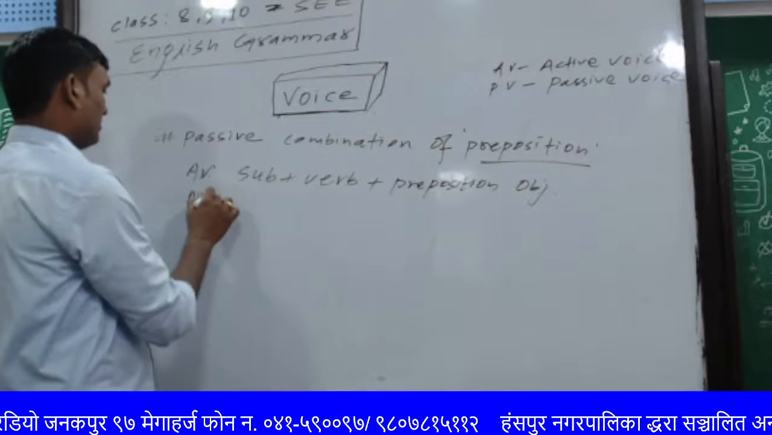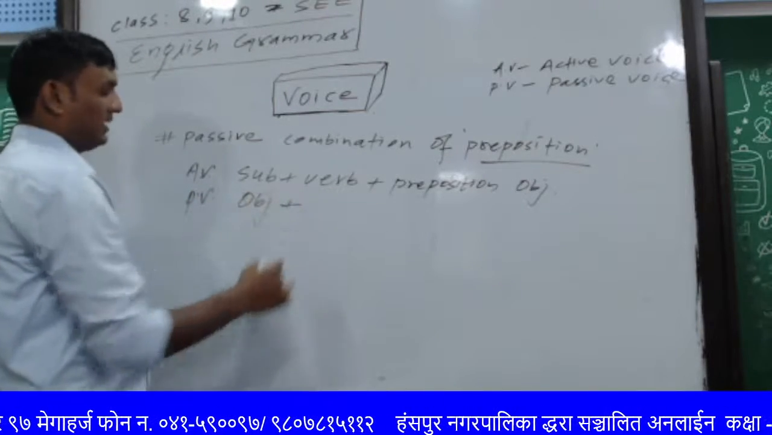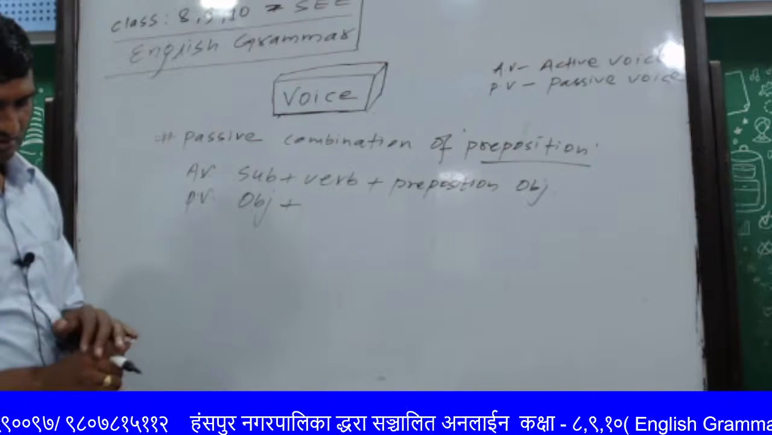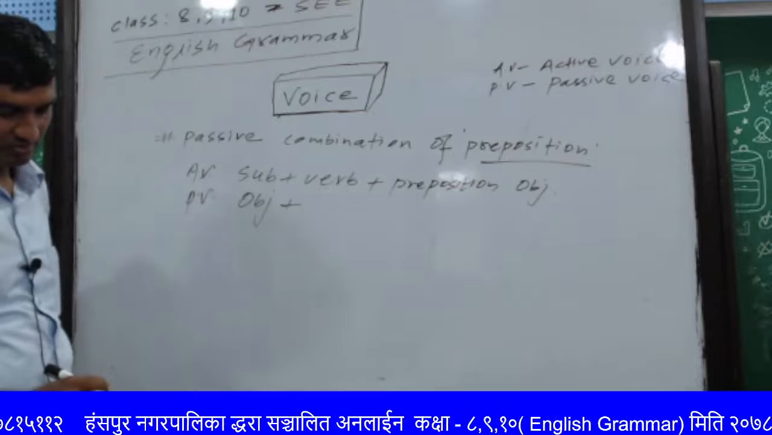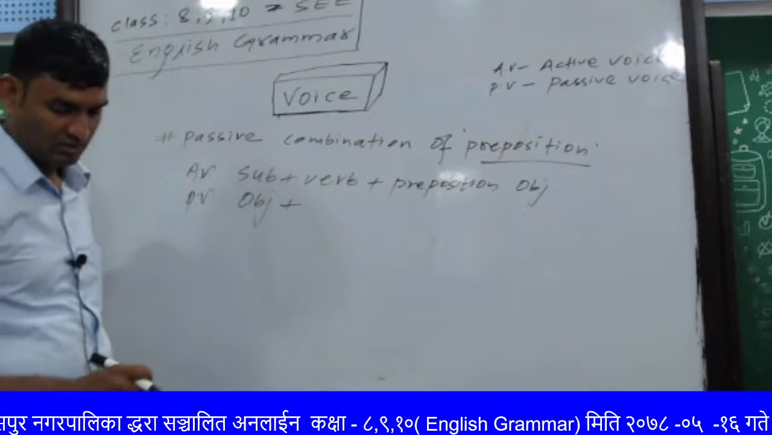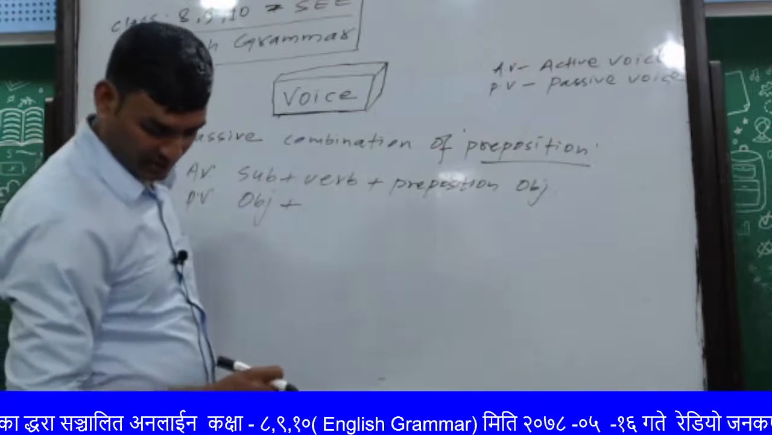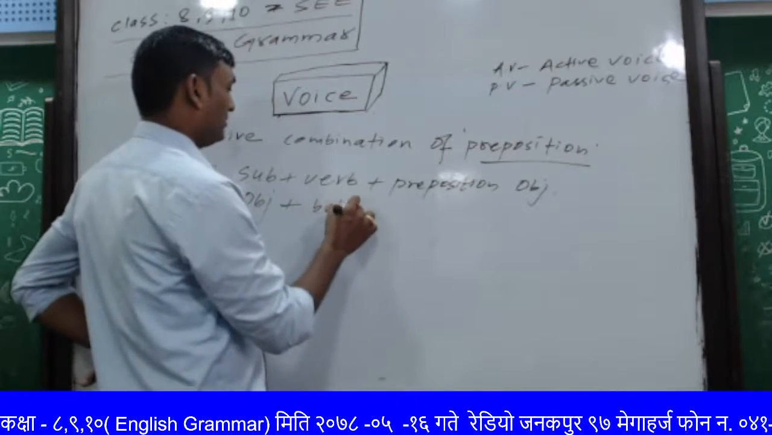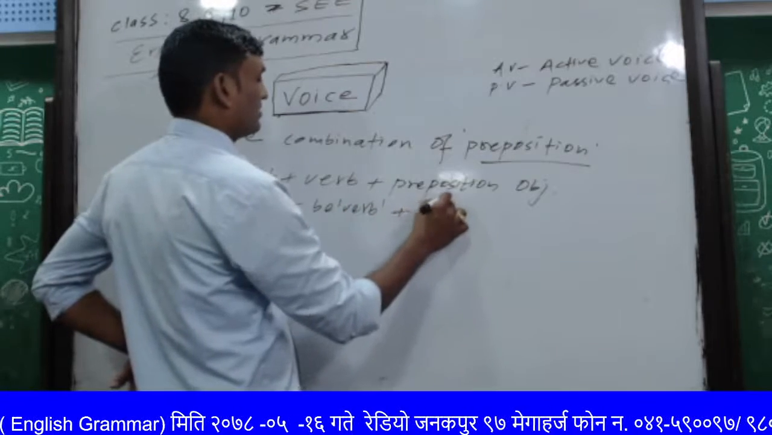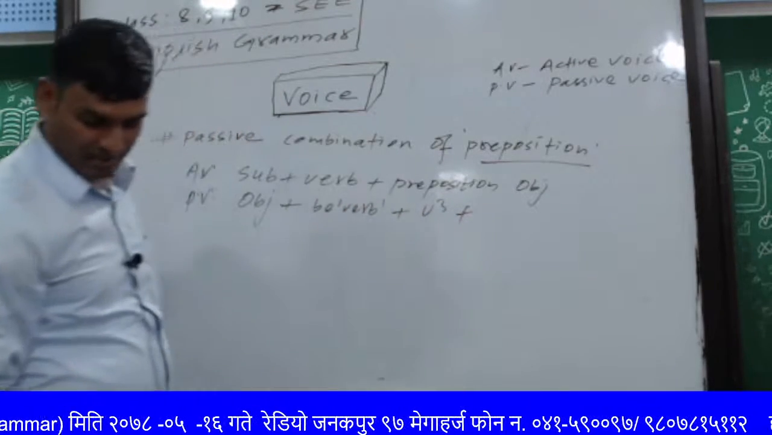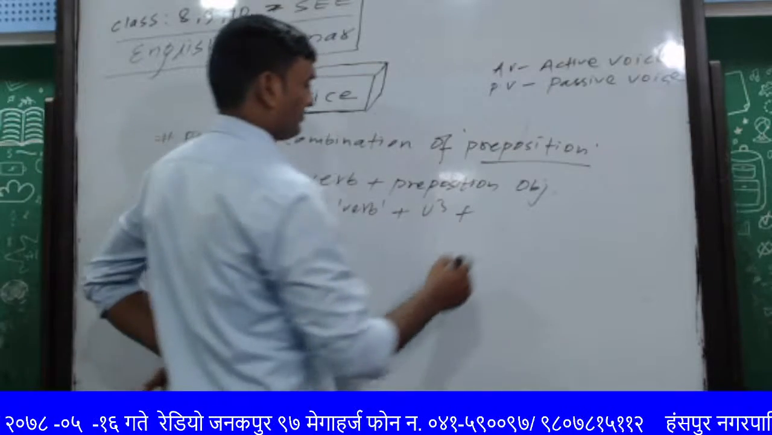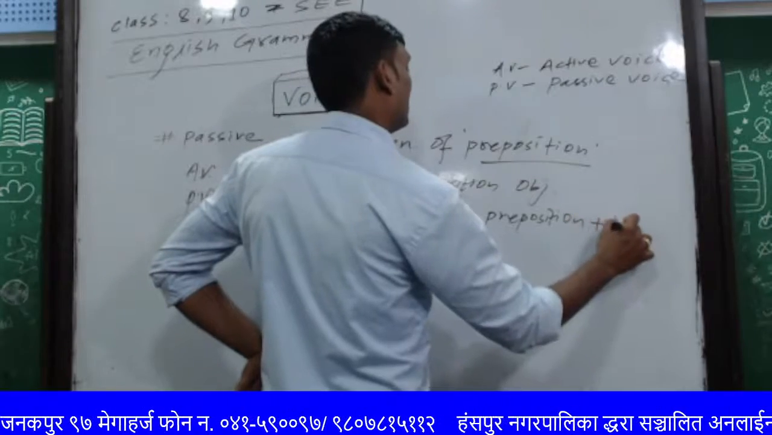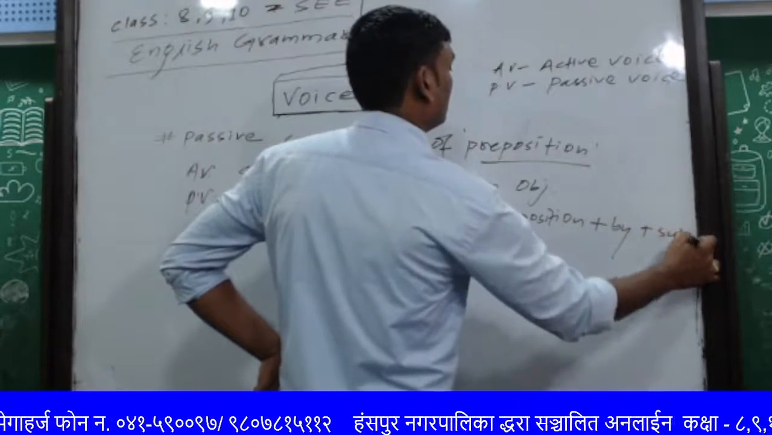Then passive voice PV: object, then after object, be verb. It means be verb plus V3. After V3, preposition, then another preposition by plus subject.